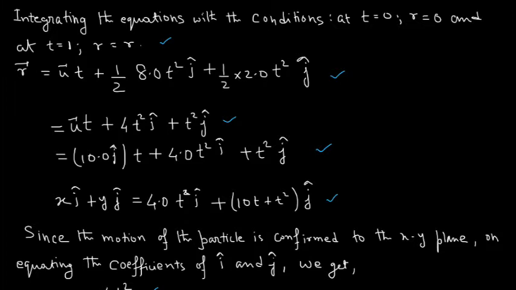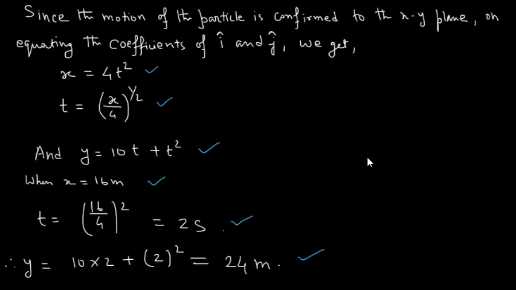Since the motion of the particle is confined to the xy plane, on equating the coefficients of i and j, we get x is equal to 4t square, so t is equal to (x by 4) to the power half, and y is equal to 10t plus t square. Where x is equal to 16 meter, t is equal to (16 upon 4) whole to the power half, which is equal to 2 seconds. Therefore, y is equal to 10 into 2 plus 2 square, which is equal to 24 meter.